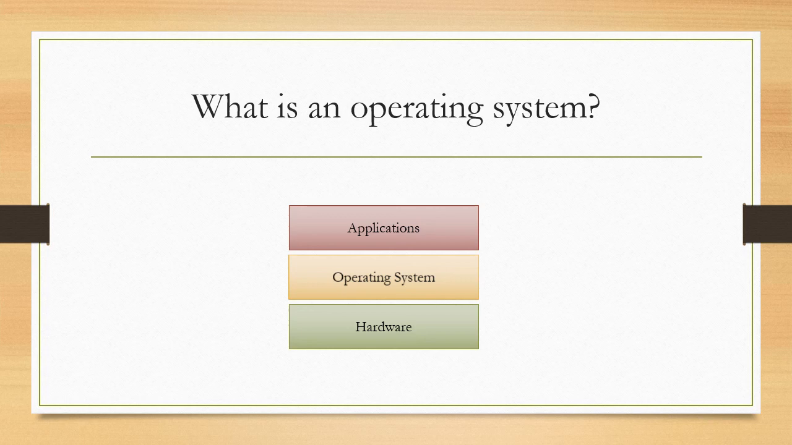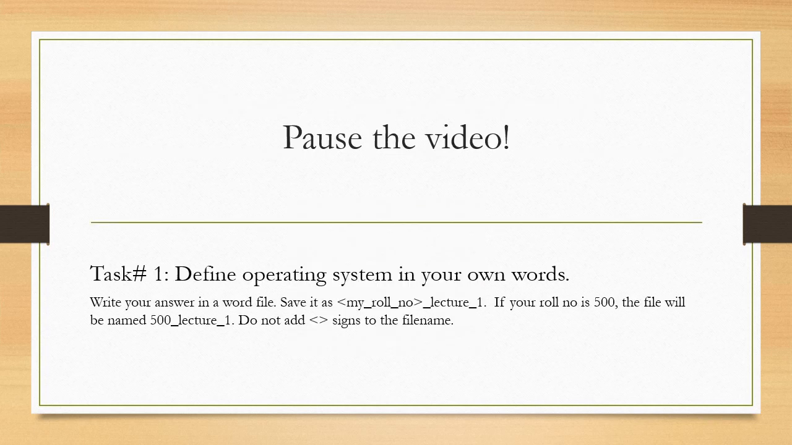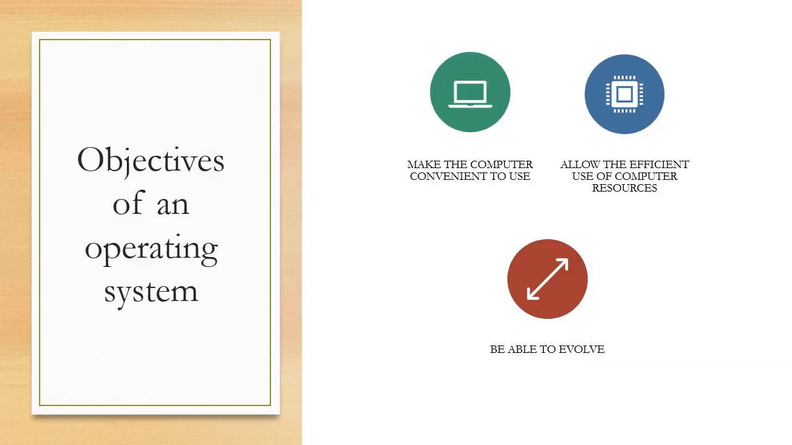So the applications never interact directly with the hardware. If I change the hardware now, I need to make changes in the OS but not the applications. Here I want you to pause the video and write the answer to the given task in a Word file. I am asking, can you define operating system in your own words? See you soon. Let us start with the objectives of an operating system.